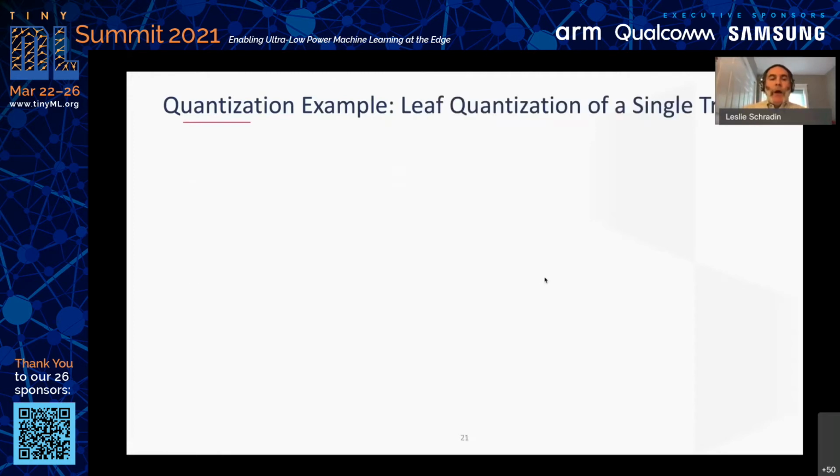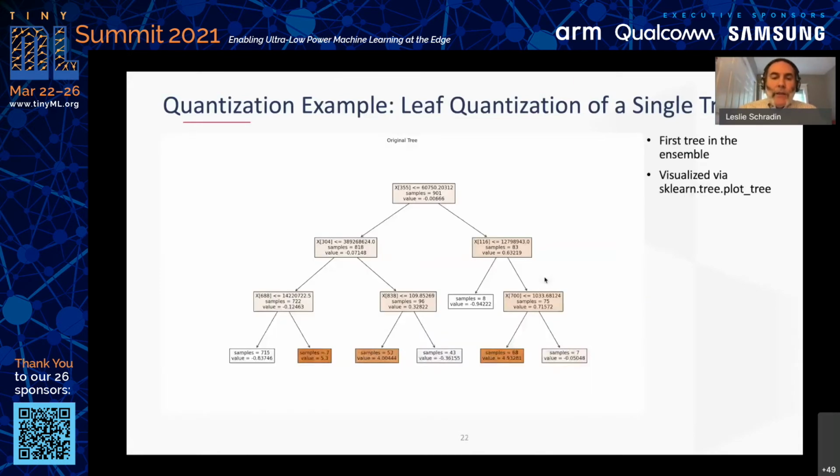So using that trained model, I want to talk about an example for leaf quantization. This is a representation of the very first tree in that model, visualized by sklearn's plot tree. This very first tree is a binary tree, so it's differentiating one of the classes from all the rest.